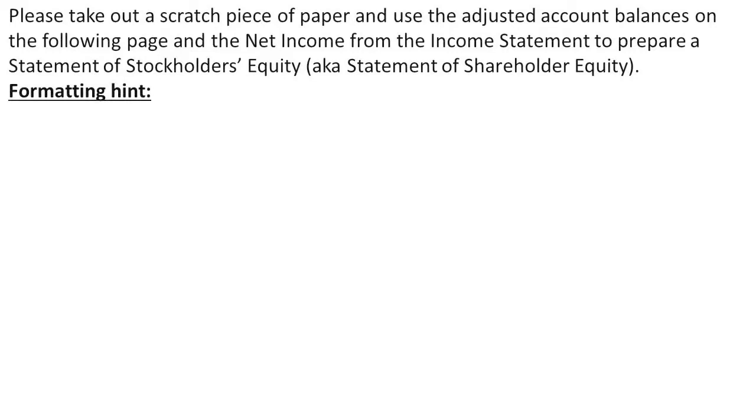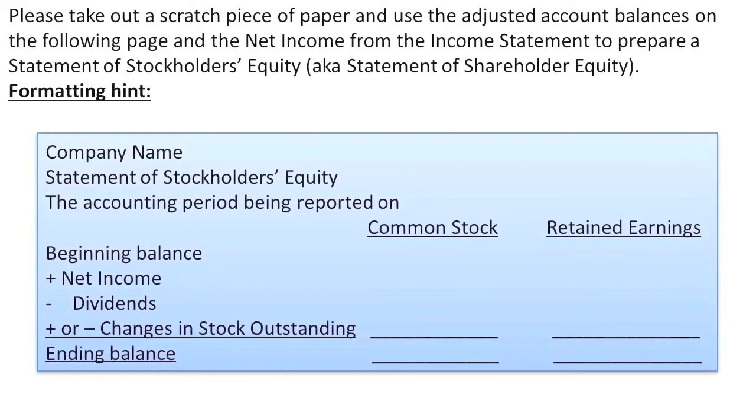Here's a formatting hint. Label it with the company name, specify that it's the statement of stockholders' equity, and also specify the accounting period. Once again, this will be from March 1st X1 to December 31st X1 because we just barely started the company on March 1st. In future periods, it'll be for a year ended December 31st.